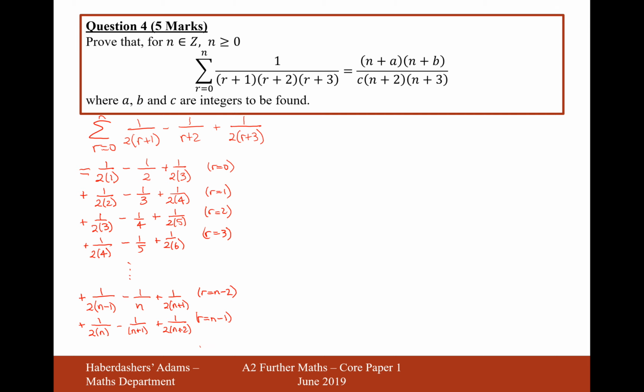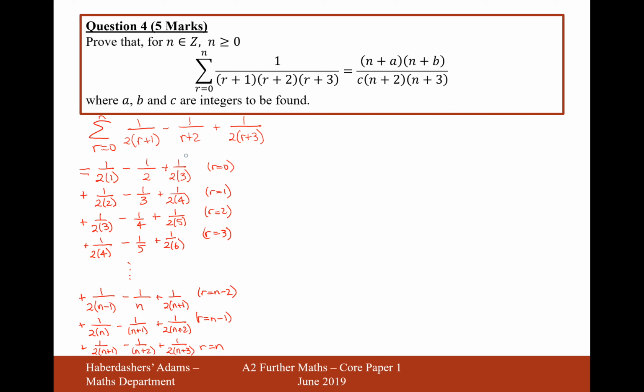Hopefully I've got space down the bottom here for substituting in n. That's going to give us 1 over 2 lots of (n plus 1), minus 1 over (n plus 2), and then plus 1 over 2 lots of (n plus 3). Right, so let's have a look now at how we're going to simplify this by method of differences.